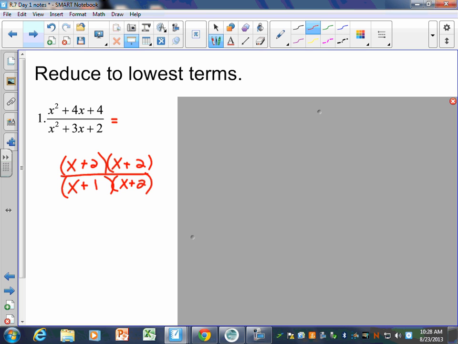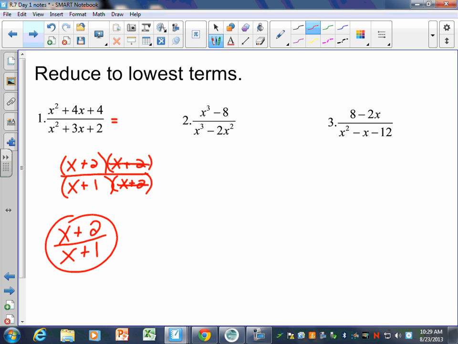And then, once you have it in the multiplication, that's when you can do your canceling. And you can cancel out x plus 2, since there's an entire x plus 2 down here. I'm not separating them. I'm canceling out the entire thing. And your answer is just x plus 2 over x plus 1. Questions about that?